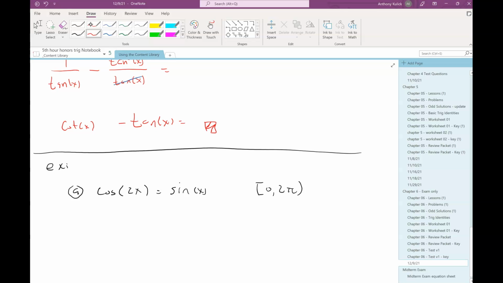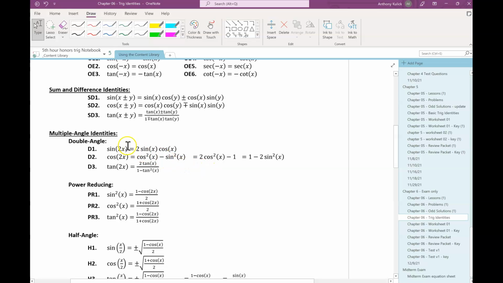So I'm going to go to my identity list and look for something that I can replace this cosine 2x with, so that I have just x's. So I do that. I can do an angle sum, right? I can do x plus x, but I get all this stuff. Or if I use the double angle, that's probably what I prefer.